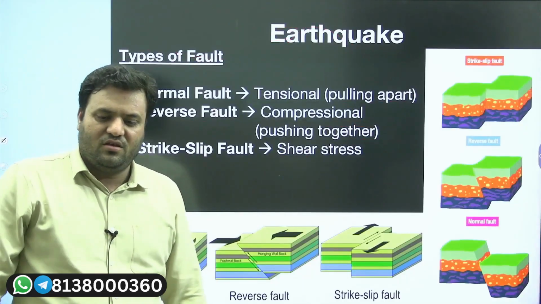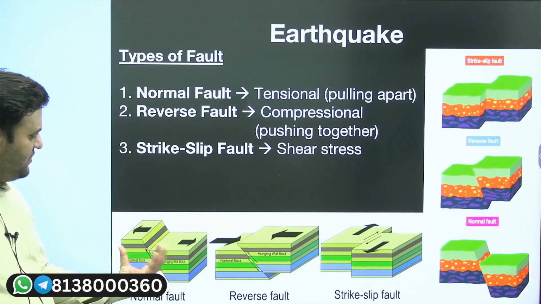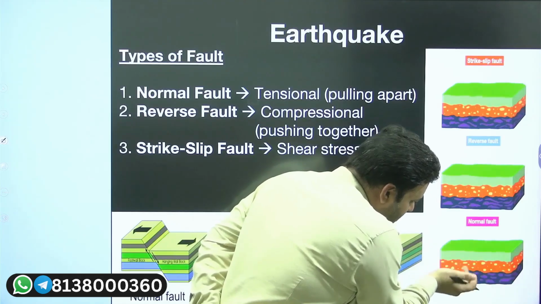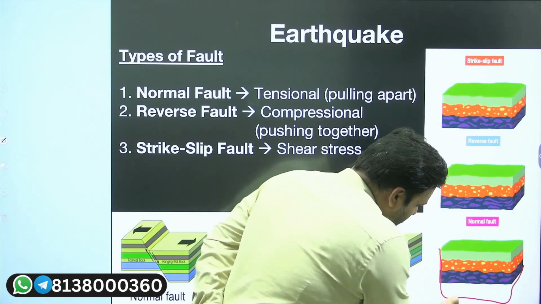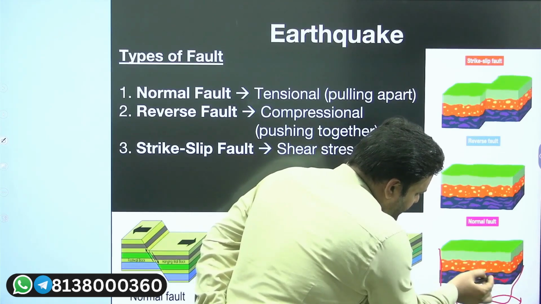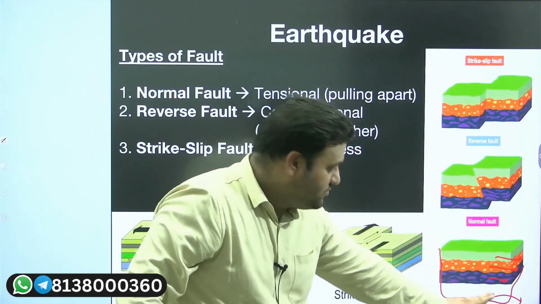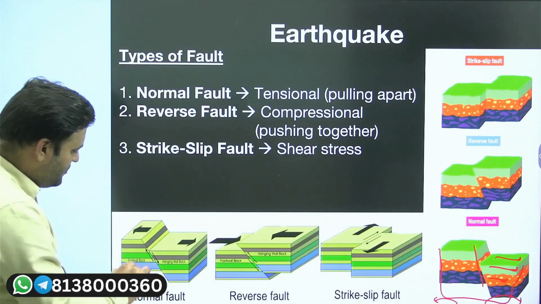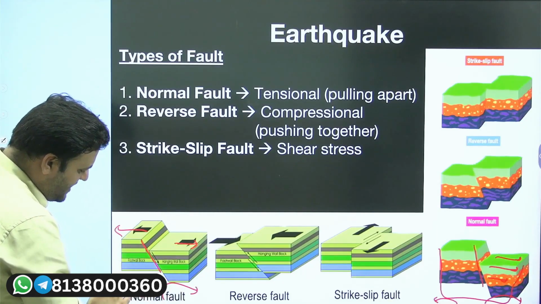Let's see. When we have tensional forces, that will be termed as what? Normal fault. So here what is happening? Remember, here we have this entire plate, and in this plate we have some sort of interaction in this way. So this leg is stronger, and the stress builds up in this way. When this block moves downward, this will be termed as the fault line. So here we have a normal fault, tensional force, divergent.